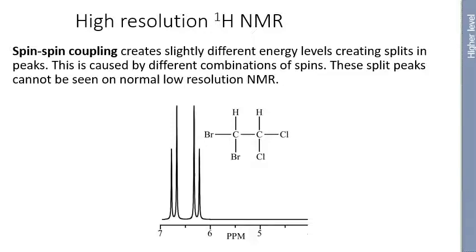Okay, so spin coupling we already discussed creates slightly different energy levels, creating splits in peaks. We've only seen the low resolution peaks, which are massive in terms of the protons on different carbons, but you can also have the protons on the same carbon being split. You don't see that in normal low resolution. You need to use high resolution proton NMR.